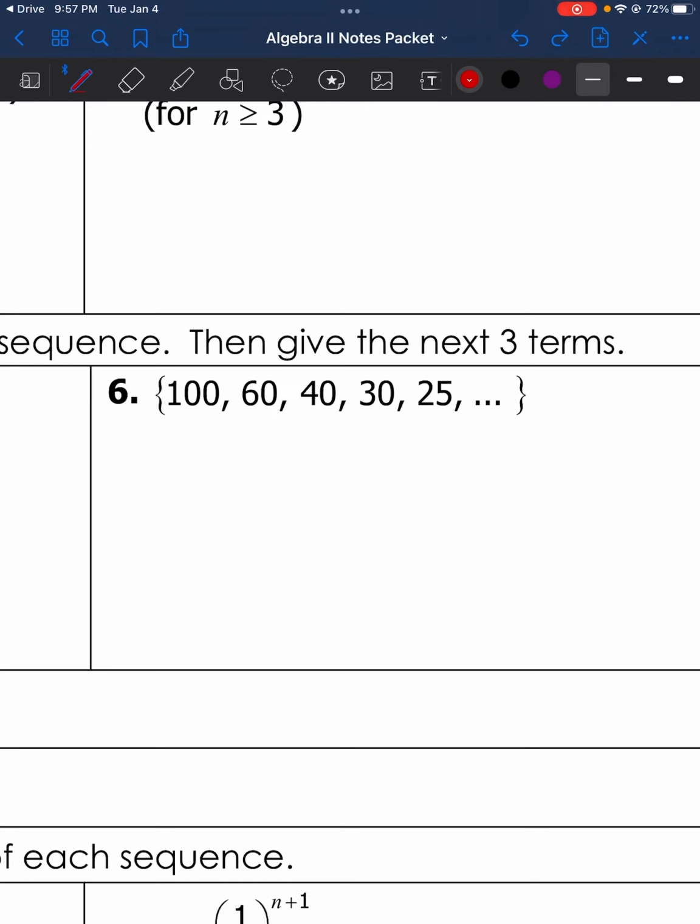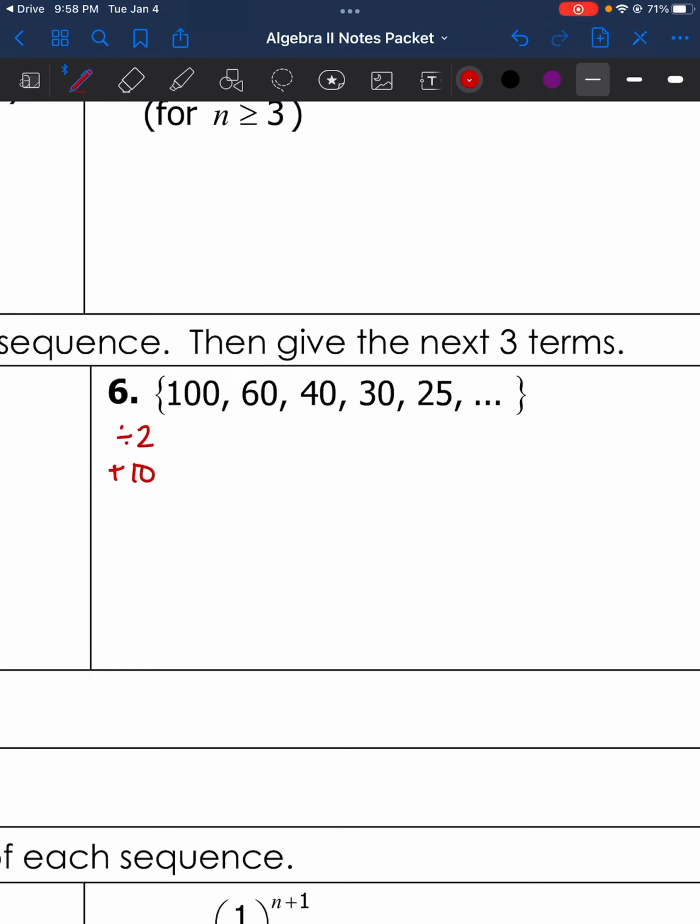If we divide this number by 2, we'd have to add 10 to get 60. If we divided 60 by 2, we would get 30, add 10 to get 40. If we divided 40 by 2, we would get 20, add 10, 30. Okay, so I think that's what we're doing. We're taking the previous number, dividing by 2, and then adding 10.